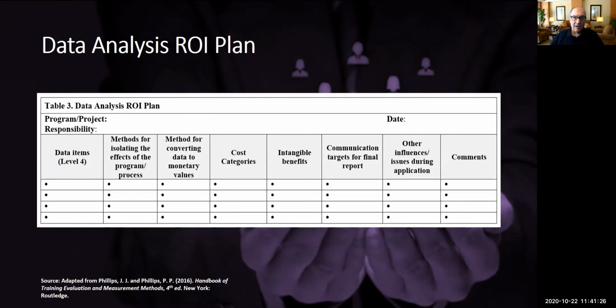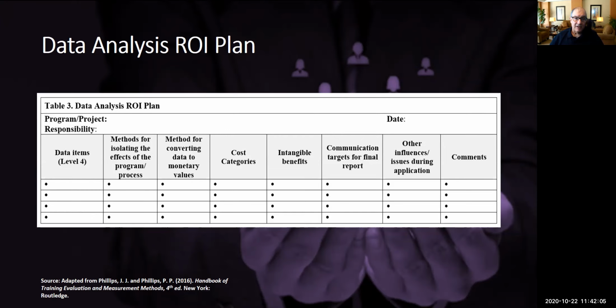Okay, the data analysis ROI plan looks like this. Again, in this case, if it doesn't say table 3 in the upper left-hand corner, pull down the new matrix template, please. Okay, so moving from left to right, data items. I specify use level 4. I know the reading usually says level 4, use level 4, because for our purposes here, that is the most reliable way. You don't take any other data and convert it to dollars. Okay, so you kind of lose something in the translation there.